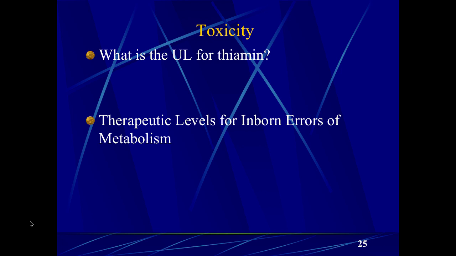Therapeutic levels for inborn errors of metabolism, right? Like maple syrup urine disease. Sometimes they are given up to 500 milligrams a day. Remember I said some individuals with maple syrup urine disease are what we call thiamine responsive. Their symptoms will improve if we give them significant amounts of thiamine. Sometimes it's 500 milligrams. So in other words, sometimes almost 500-fold the RDA for that.